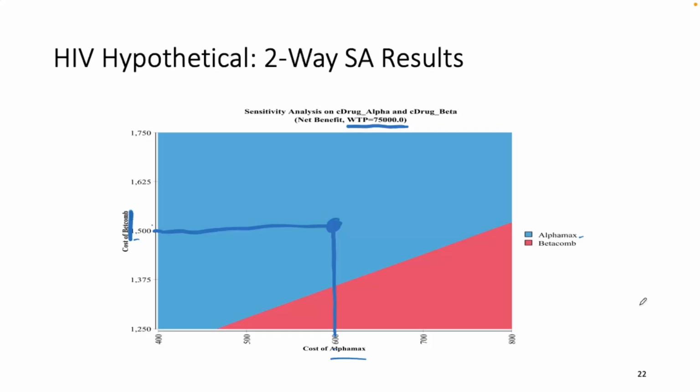This should make sense: as the cost of Alpha Max goes up and the cost of Betacom goes down, Betacom tends to be preferred. And conversely, as the cost of Alpha Max goes down and the cost of Betacom goes up, Alpha Max becomes preferred at a willingness to pay of $75,000. So the problem with two-way, you don't have to do it this way. There are other ways to graphically show two-way sensitivity analyses, but if you want to use this style, this approach, you have to set a willingness to pay.